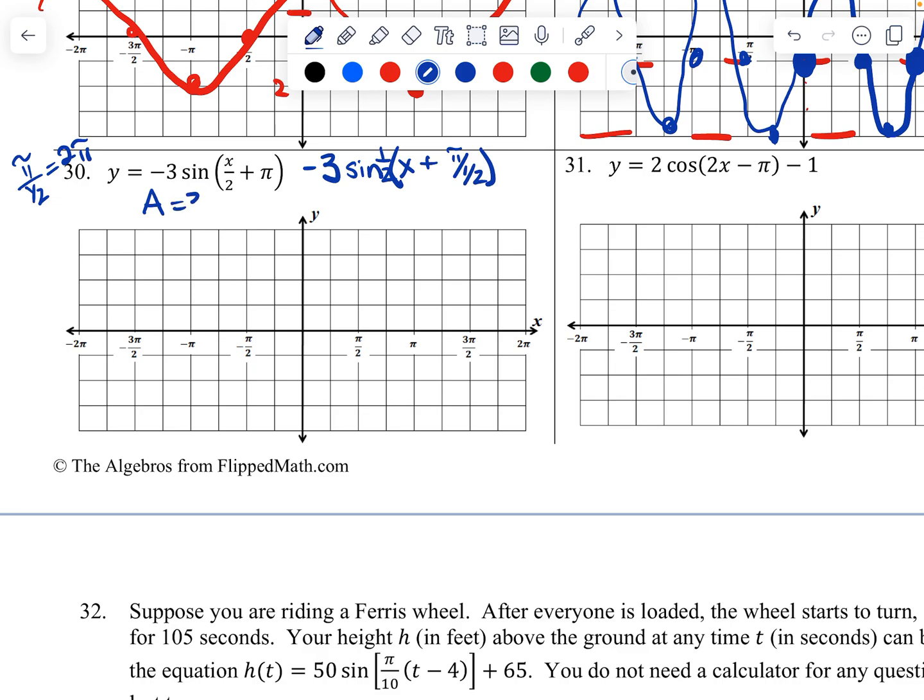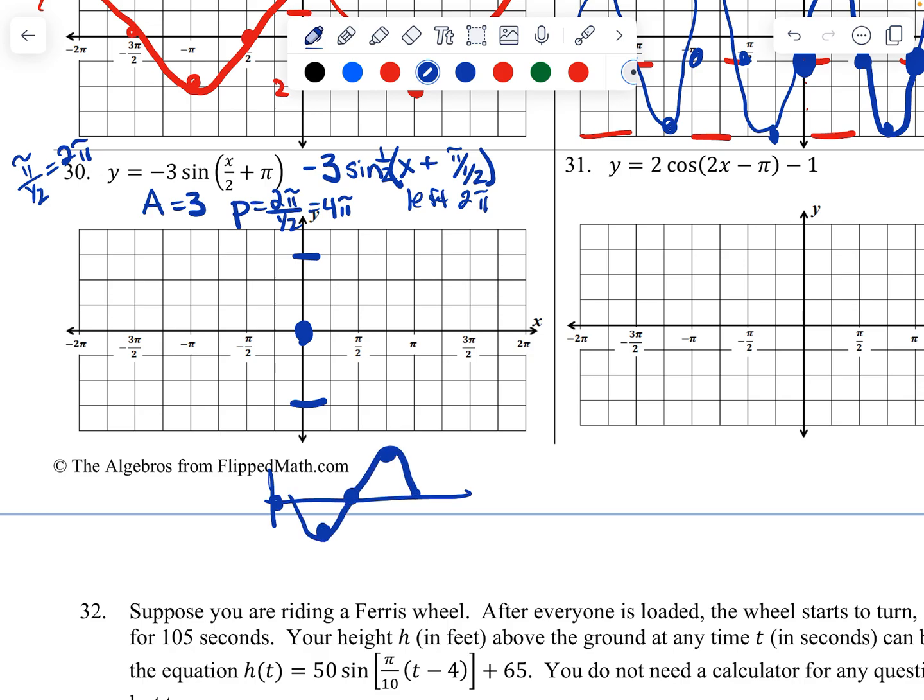So our amplitude is 3. Our period is 2 pi divided by 1/2, so that's 4 pi. And then we would say it moves to the left 2 pi. So 3 and -3. Sine starts in the middle and it goes down. So I got to think about this one here. So sine starts in the middle.